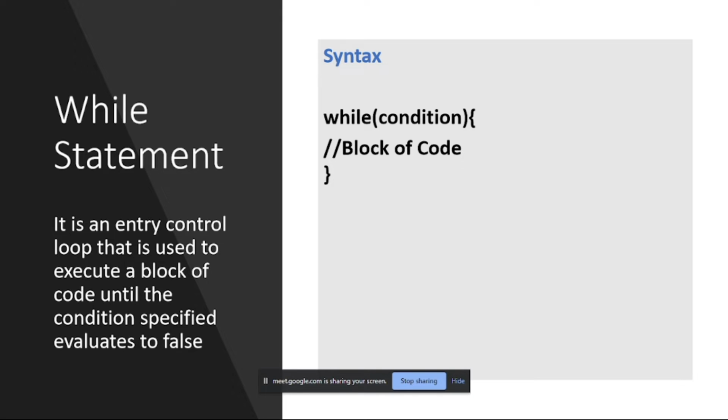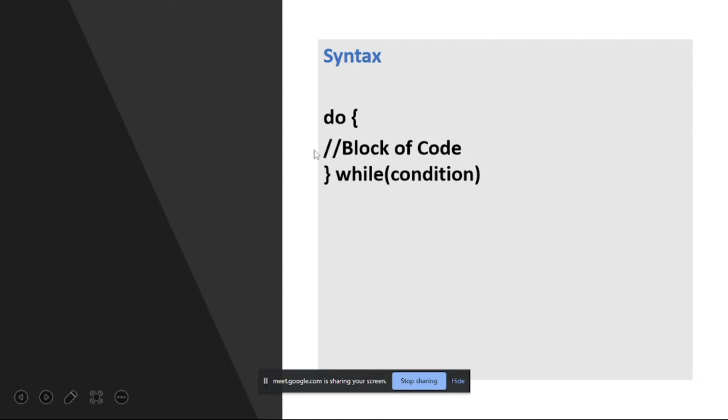Any of the new joiners? If the condition is true, then only it will go to the block of code. Perfect, that's the right answer. Because when the condition evaluates to true, then the block of code executes. If the condition evaluates to false at the start, it doesn't execute the block of code.